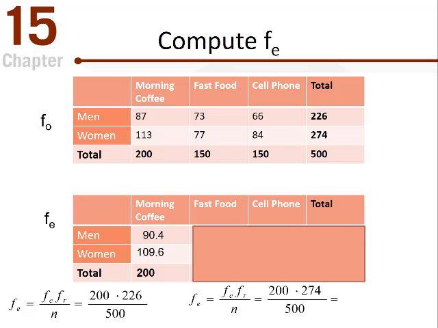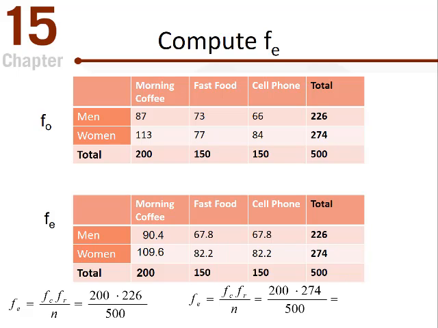So now we can do that for each cell. It's the same procedure for each cell. So you get 150 times 226 over 500. That's your 67.8. Then 150 times 274 over 500. That's 82.2. Again, if you add them up, you'll have the 150. And since you can see in both of them we have the total number of 150, you come up with the same numbers. But let's go through the procedure.